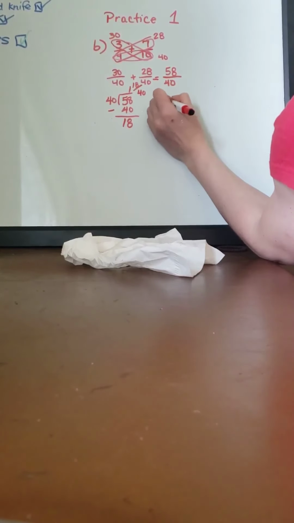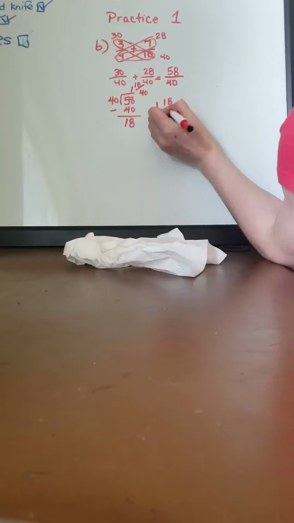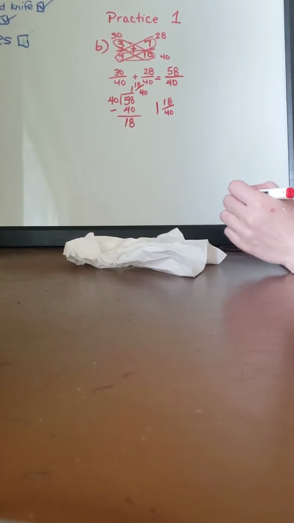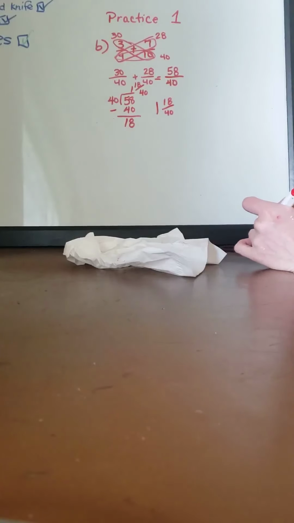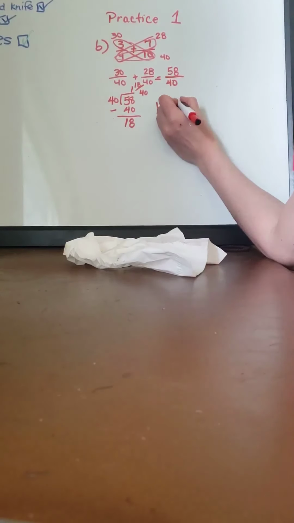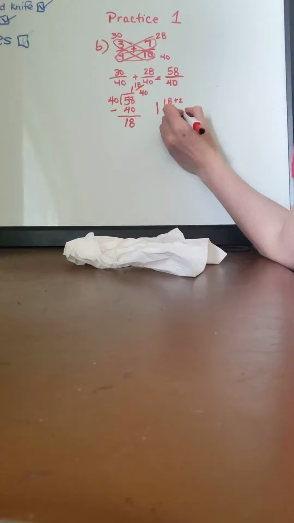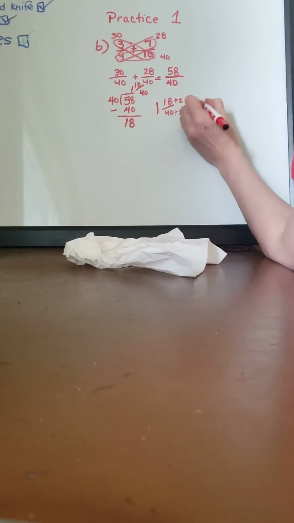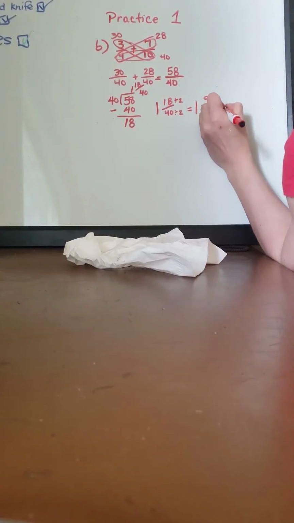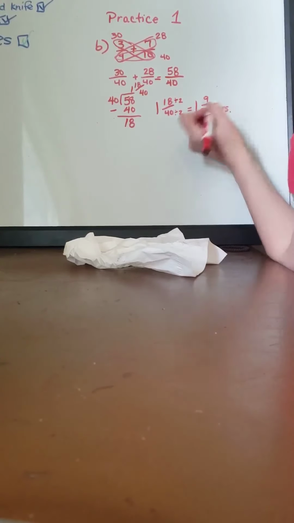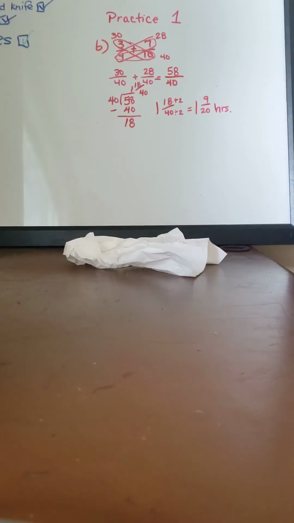1 and 18/40ths. And this can be reduced by a factor of 2, which means I can simplify this by dividing both parts of my fraction by 2. 1 and 9/20ths, and this cannot be reduced any farther. So altogether, he's practiced 1 and 9/20ths of an hour.